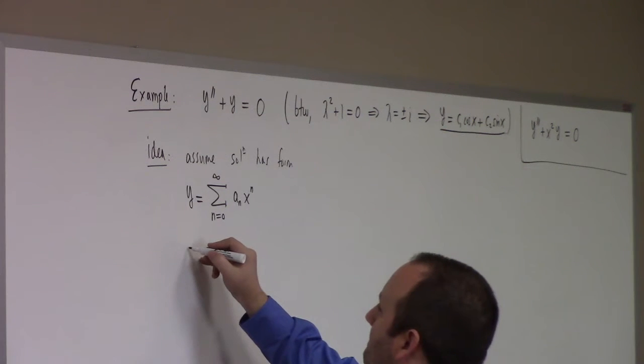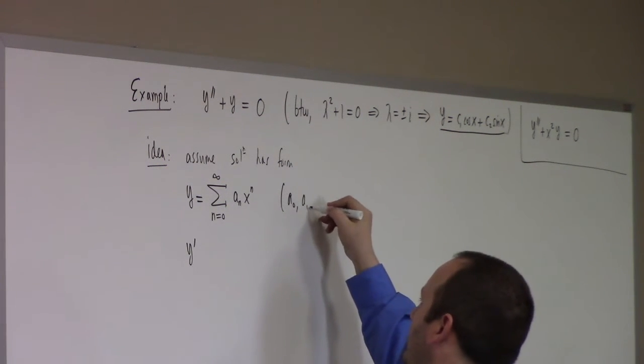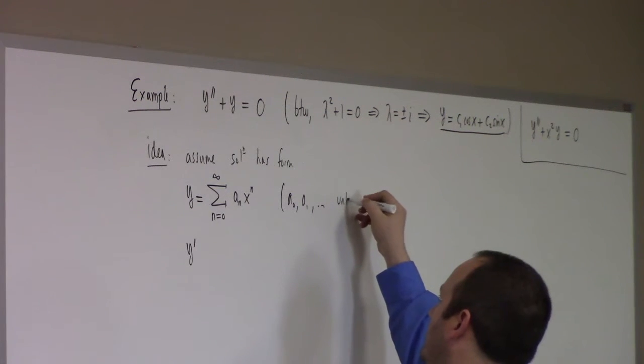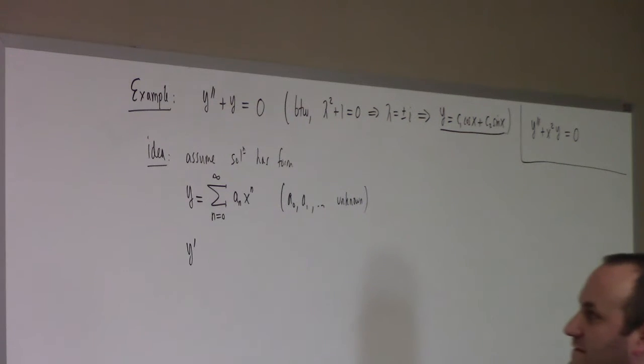What's y'? By the way, the a sub n's, a sub 0, a sub 1, and so on, are unknown. These are the variables. These are the things that we're trying to pin down. Hopefully that gives us enough flexibility to figure out what the solution is.